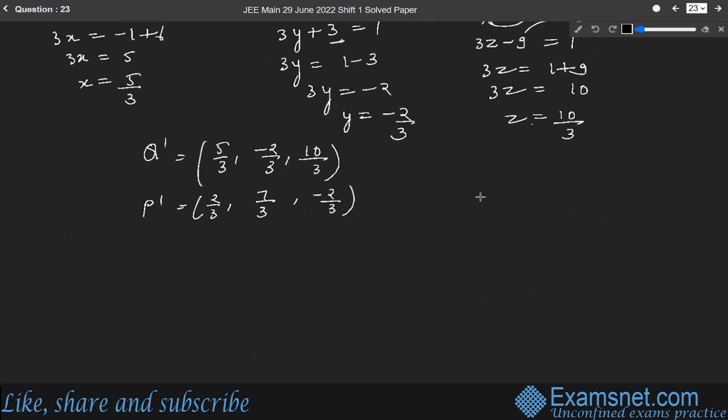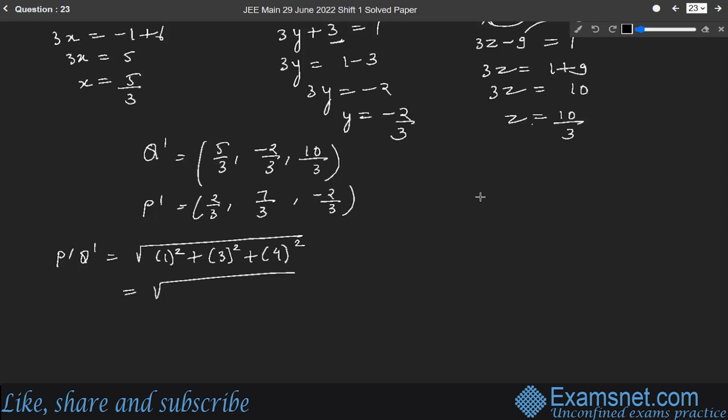Now what we have to do is find the distance between both these perpendiculars. So P dash Q dash will be equal to under root of. Now what we have to do is take the sum of squares of the values. That is 1 square plus 3 square plus 4 square.